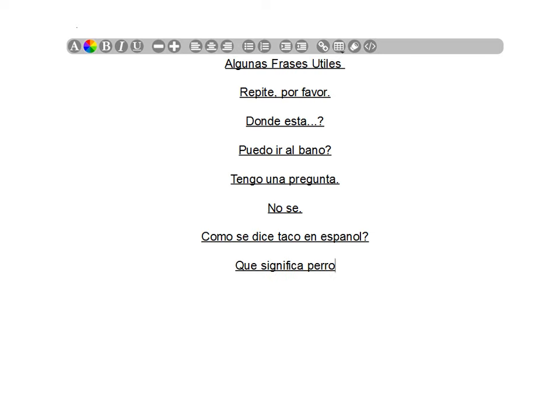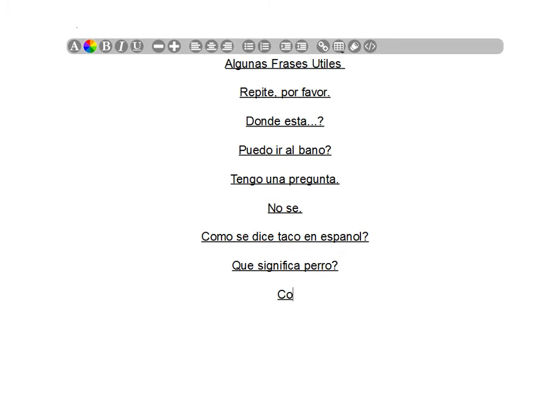In the next picture, you have ¿cómo se escribe taco? So how do you spell taco? Which is T-A-C-O, taco. That's what the other person responds. So how do you spell it? That's how you spell it. Make sure you have your upside down question mark. You have an accent on the O in como, the first O.